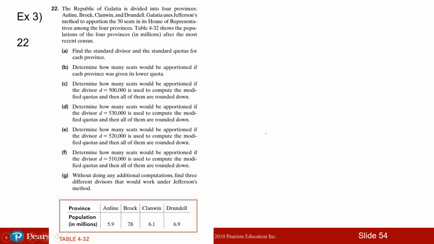Let's see how much time we have. Okay, I think we can probably do this one here. This will be the one that we'll use as far as what we need here.